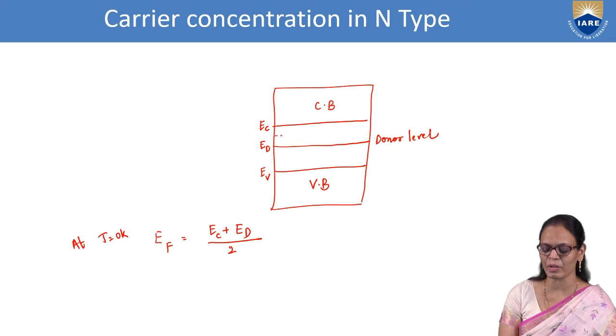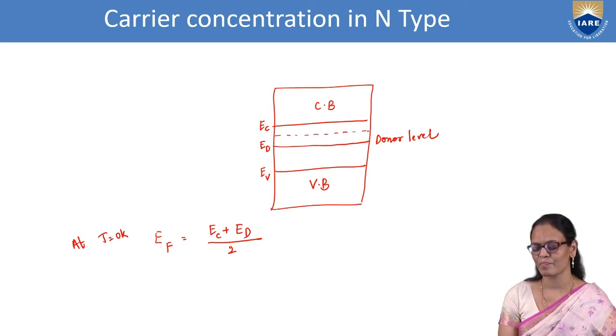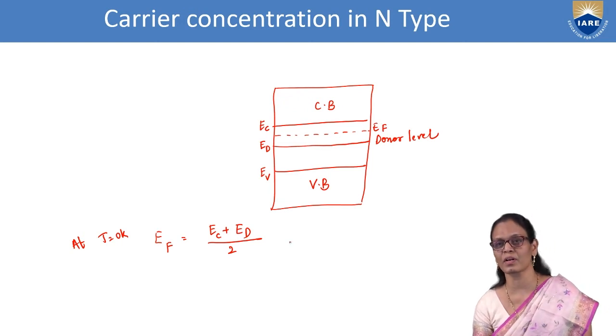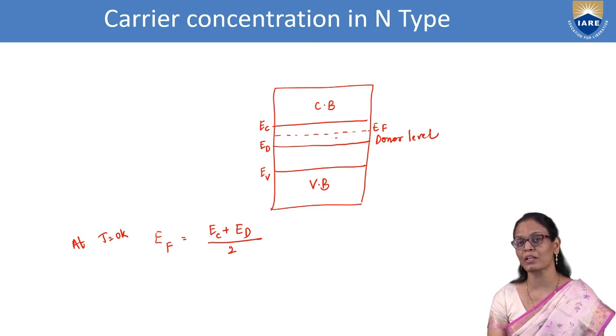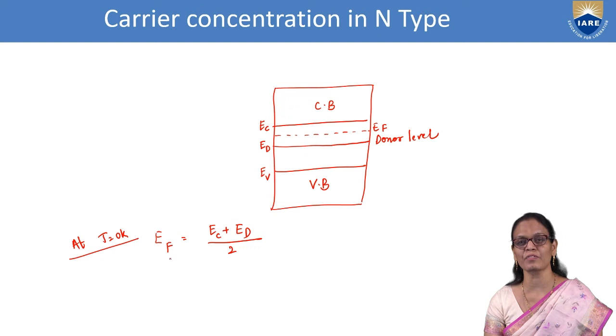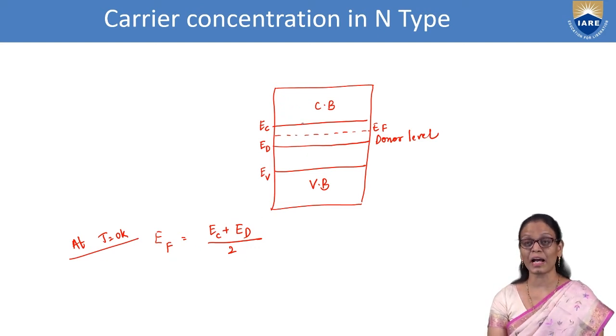So where will our Fermi level lie now? This will be the Fermi level. This is what we are trying to understand. The position of the Fermi level matters a lot in semiconductors, because with its help we can understand the conductivity and many electrical properties of the semiconductor. With the expression EF is equal to (EC plus ED) by 2, the Fermi level lies in between EC and ED.